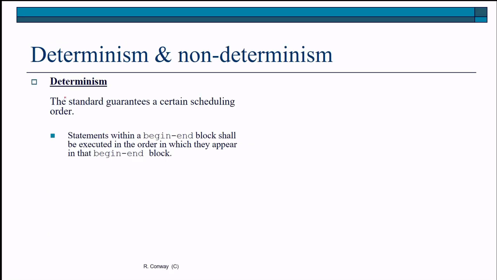The Verilog reference manual makes reference to determinism and non-determinism, and the standard guarantees a certain scheduling order. In the case of the initial construct, we are guaranteed that this statement will complete before the statement that follows it, and so on. We are guaranteed that the statements are evaluated in the order listed inside a begin and end. And this is a form of determinism.